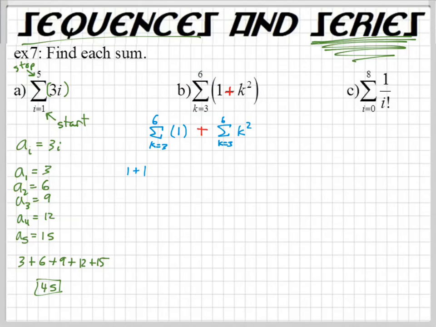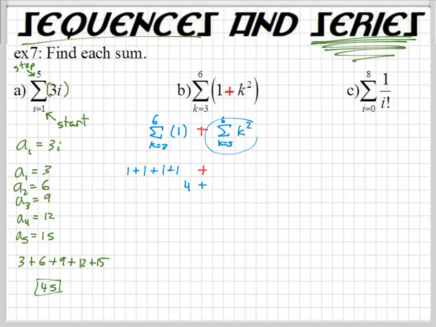When you plug in 5, what do you get? 1. When I plug in 6, what do you get? 1. Do I plug in anything else? No, you're done. So that is 4. Let's put my plus sign right here. And this is going to be 4 right here. And then there's my plus sign again.